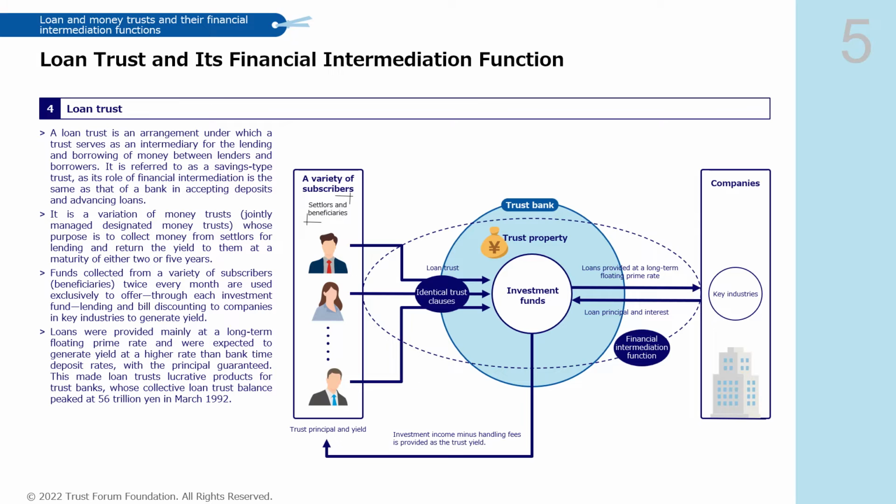Loan trusts and money trusts are financial products that use a trust financial intermediation function. That's why these products are called savings type trusts. First, I'll take a loan trust as an example to talk about a trust's financial intermediation function. Loan trusts are financial products established by the Loan Trust Act. Under identical terms and conditions of a loan trust, a trust bank enters into trust agreements with a variety of settlors that contain identical trust clauses.